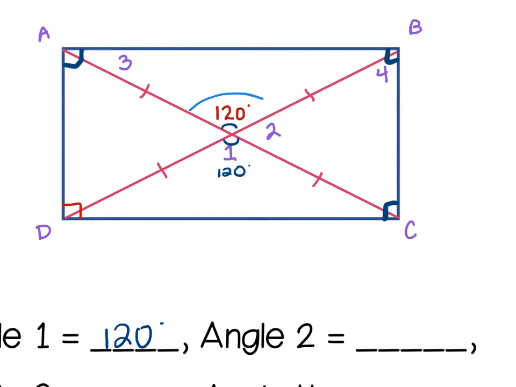You also have a linear pair here, and a linear pair adds up to 180. So if two angles form a line, they add up to 180. So if I just did 180 minus 120, I get 60 degrees. So angle 2 is 60 degrees.